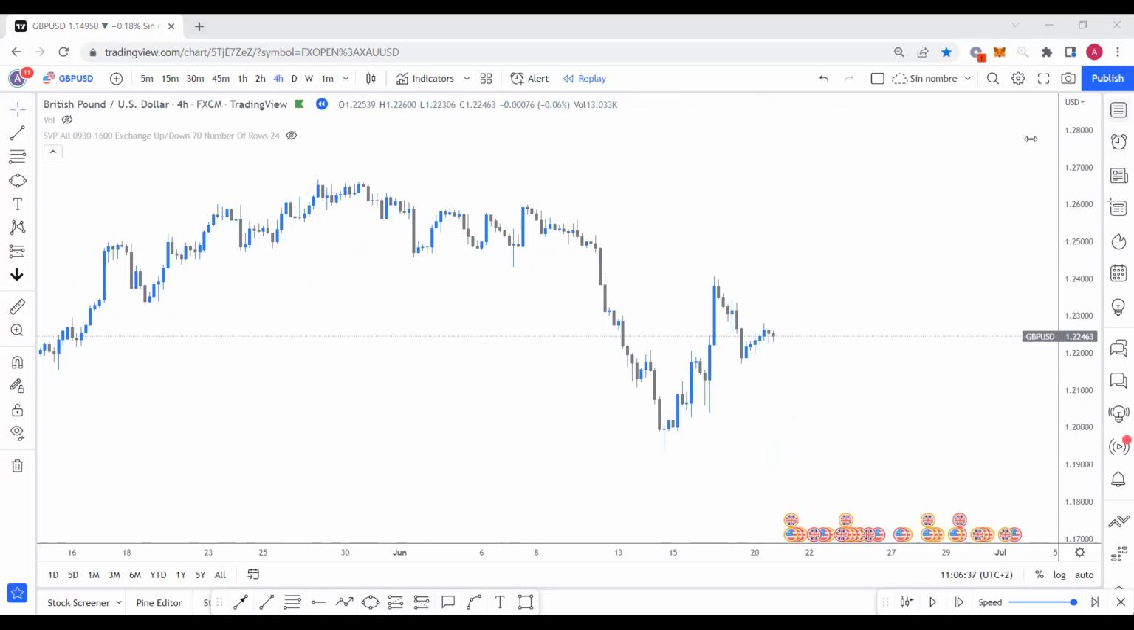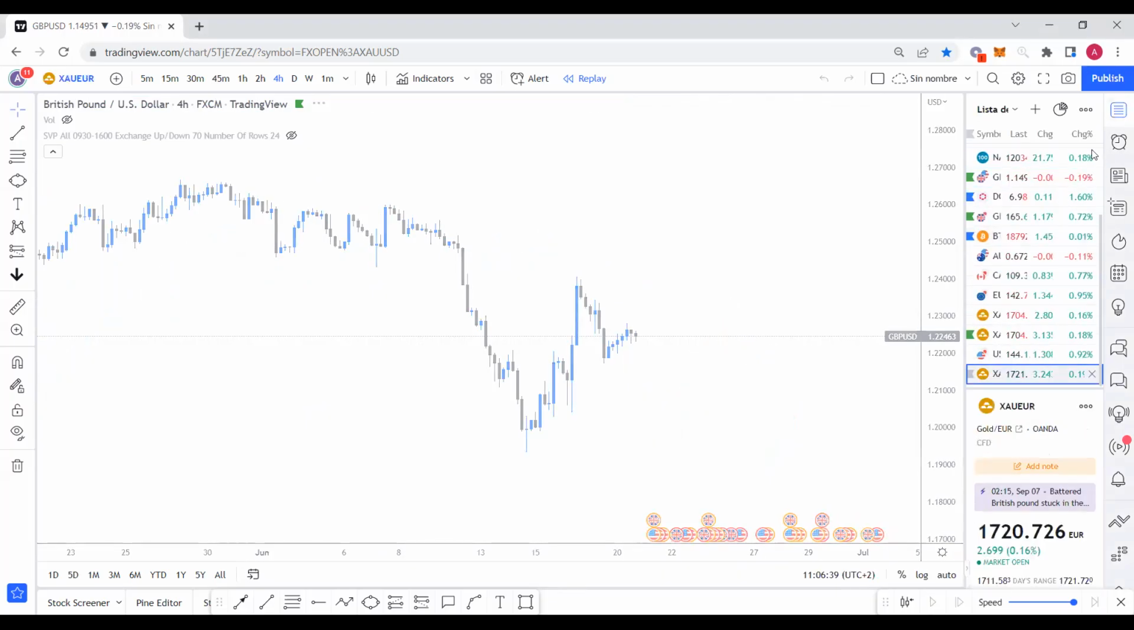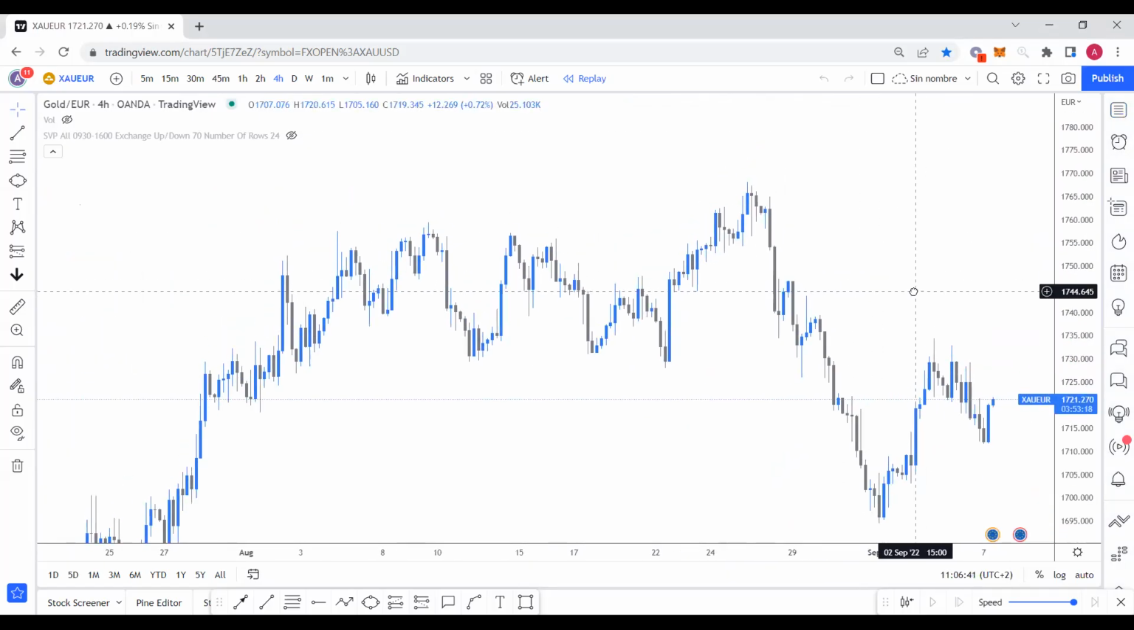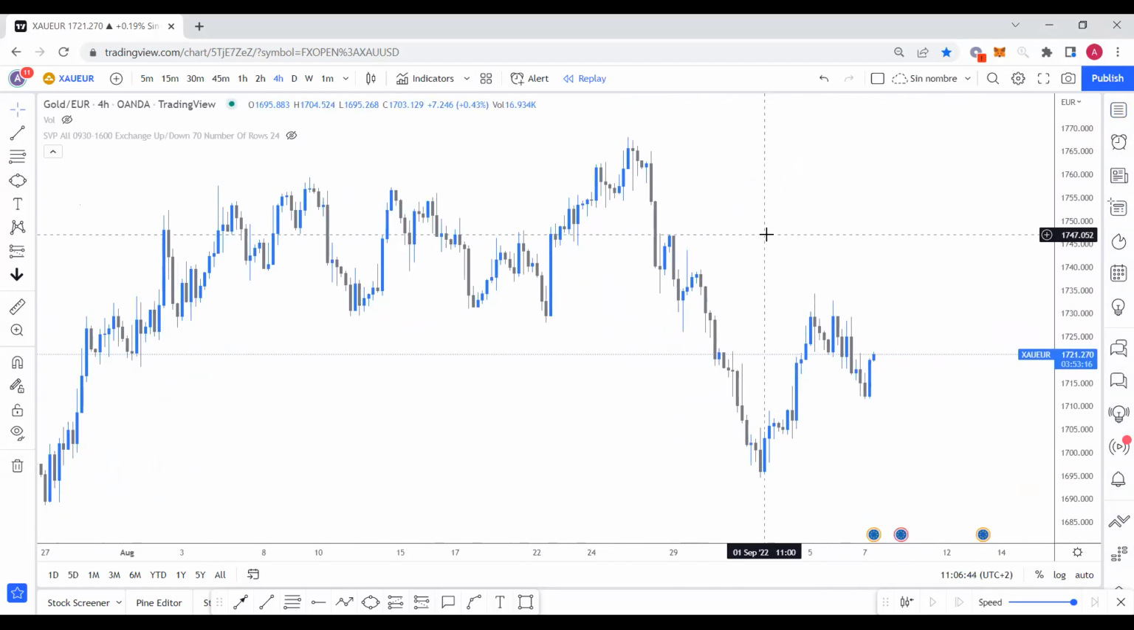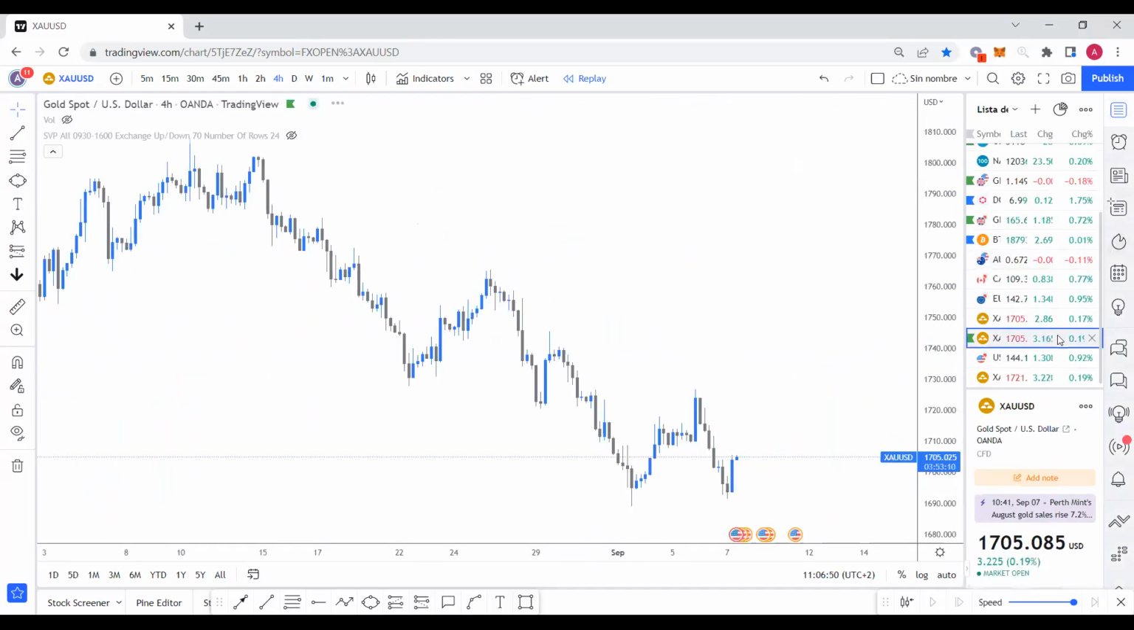I'm looking at GU. Okay, yeah, let's look at an example on gold. I'm not sure why I was looking at GU. Let's look at an example on gold. Oh, this is gold euro. Hold on.